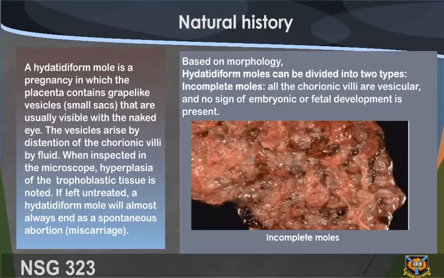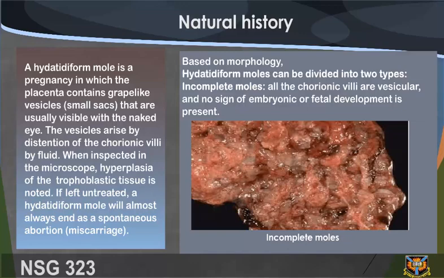Natural history. A hydatidiform mole is a pregnancy in which the placenta contains grape-like vesicles, small sacs that are usually visible with the naked eye. The vesicles arise by distension of the chorionic villi by fluid. When inspected under the microscope, hyperplasia of the trophoblastic tissue is noted. If left untreated, a hydatidiform mole will almost always end as a spontaneous abortion, miscarriage.